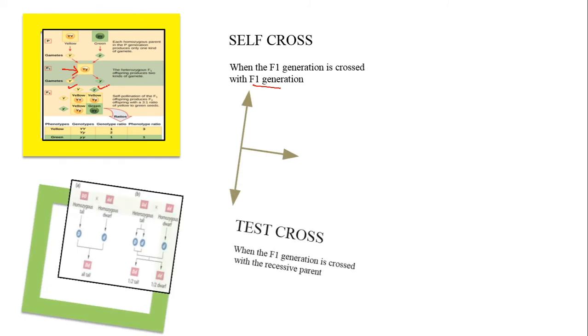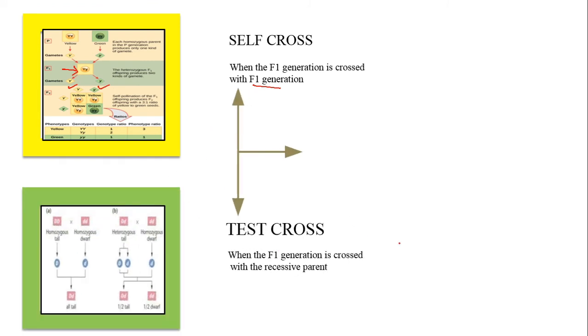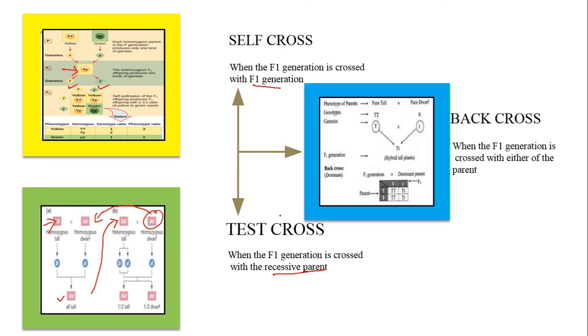Now the next one is the test cross. When the F1 generation is crossed with a recessive parent, such a type of cross is known as a test cross, and it is used to determine whether the individual exhibiting the dominant character is homozygous or heterozygous. As you can see here, after crossing the parents, we get the F1 generation, and then this F1 generation is crossed with the recessive parent.